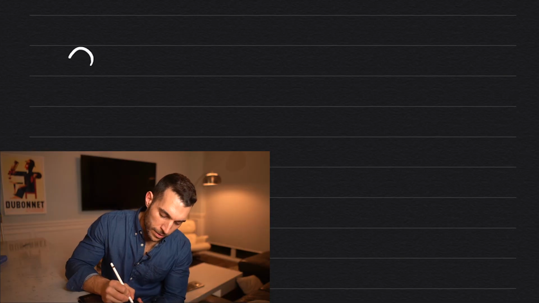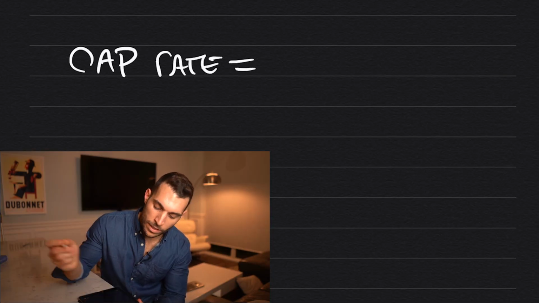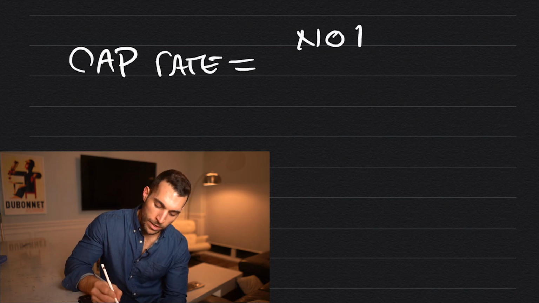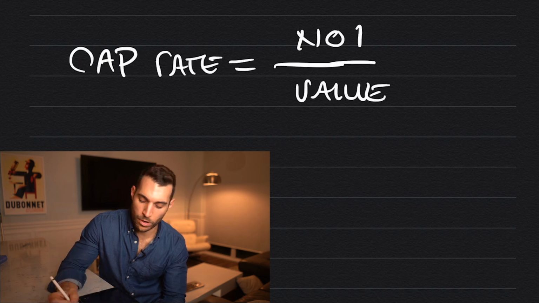Now, mathematically, one way to look at it is the cap rate is equal to the net operating income, the NOI, divided by the value, or you can call that the price.